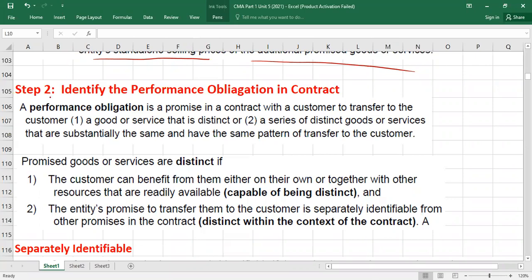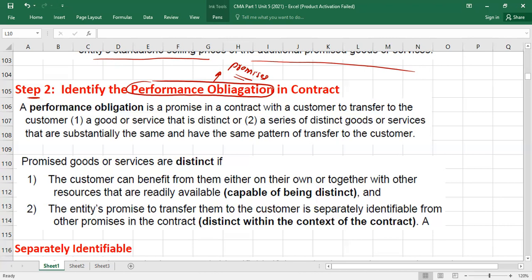Now, guys, here we are going to do step number 2. What was step number 2? Identify the performance obligations in the contract. There could be one performance obligation, or more than one. What is a performance obligation? Simply the promises of the seller. For example, I am selling you only a computer. How many performance obligations? 1. I am going to sell you a computer plus technical support. How many? 2.